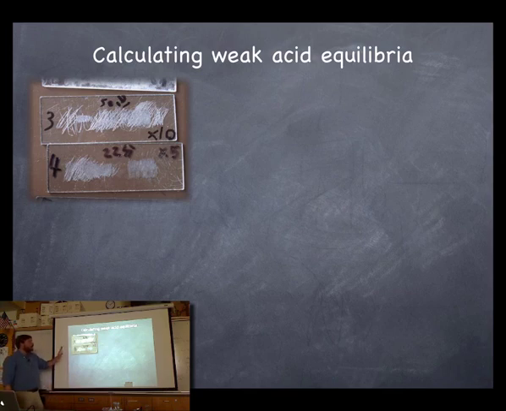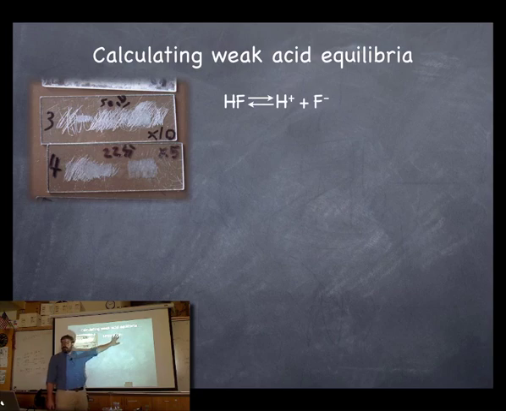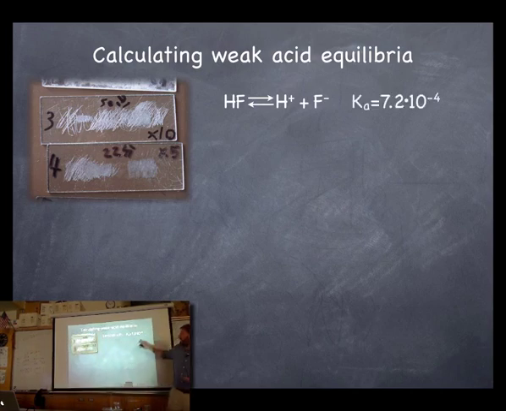But so we know what the equilibrium is. The acid dissociating, right? The production of the hydrogen ions comes from the HF breaking apart into hydrogen and fluoride ions. It has a Ka value associated with it. We have a Ka of 7.2 times 10 to the negative 4. Okay, so I'm telling you that Ka value.